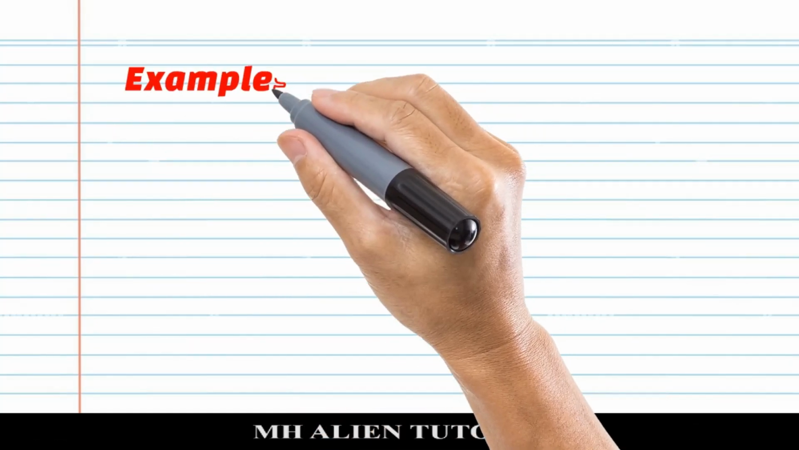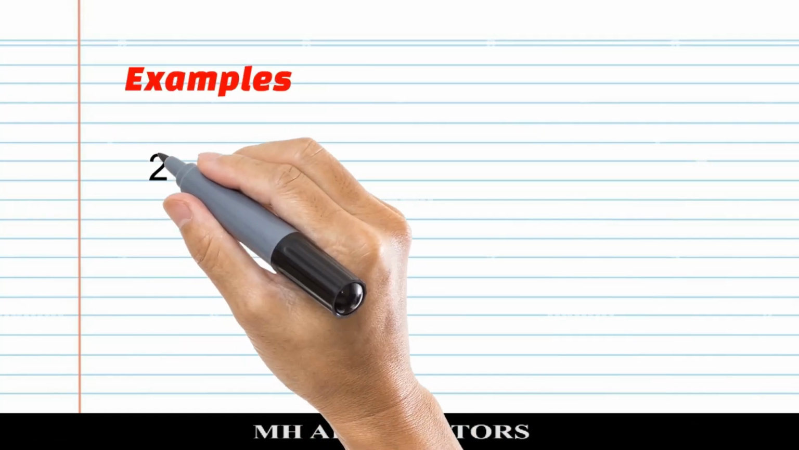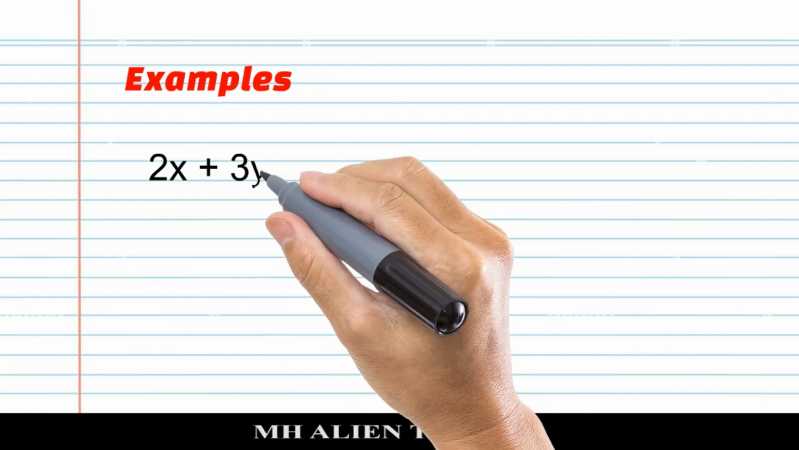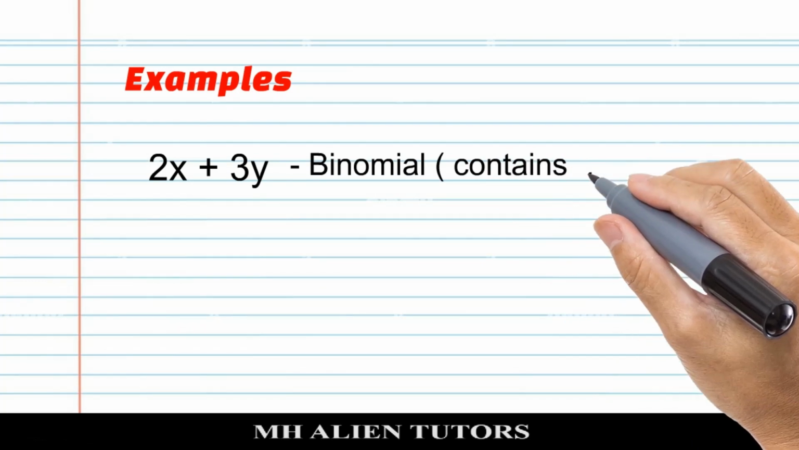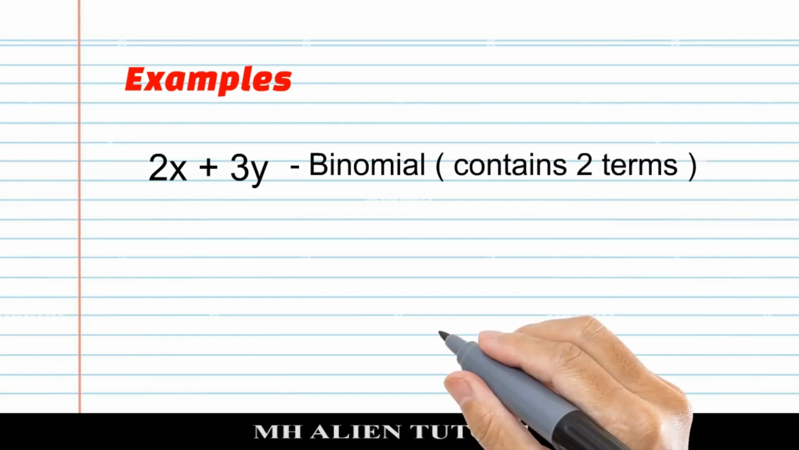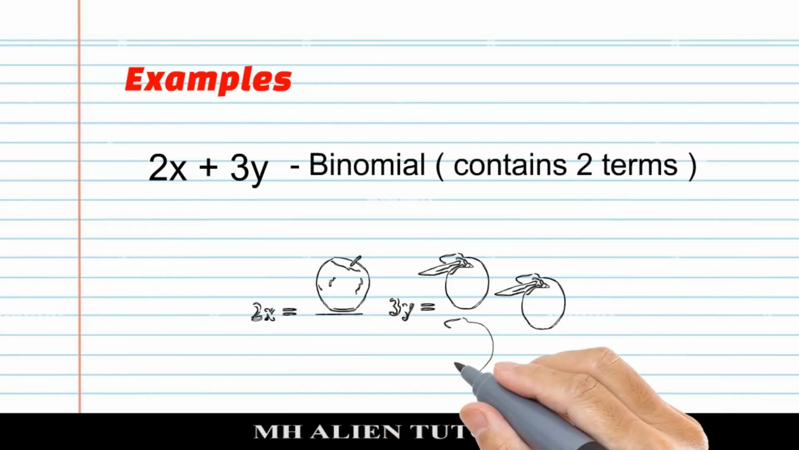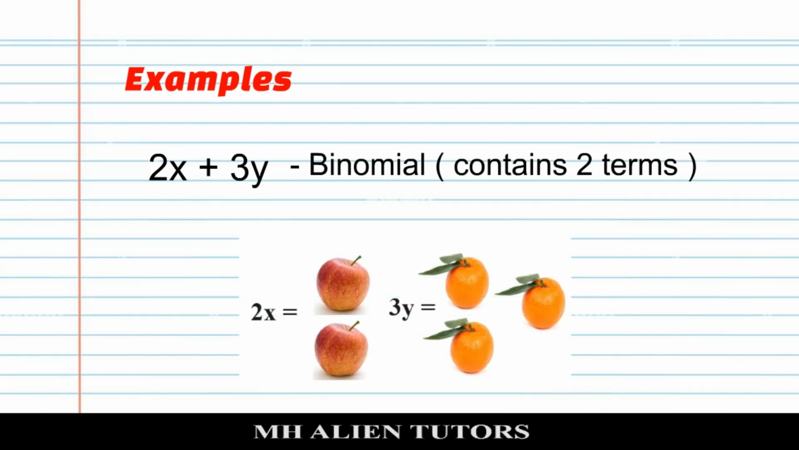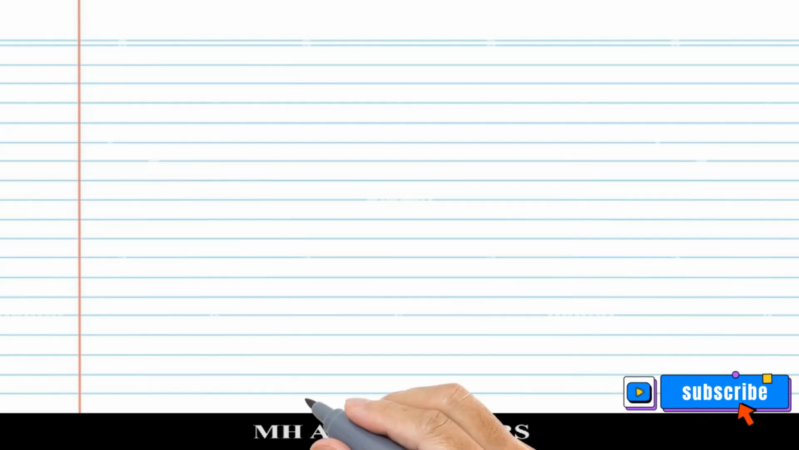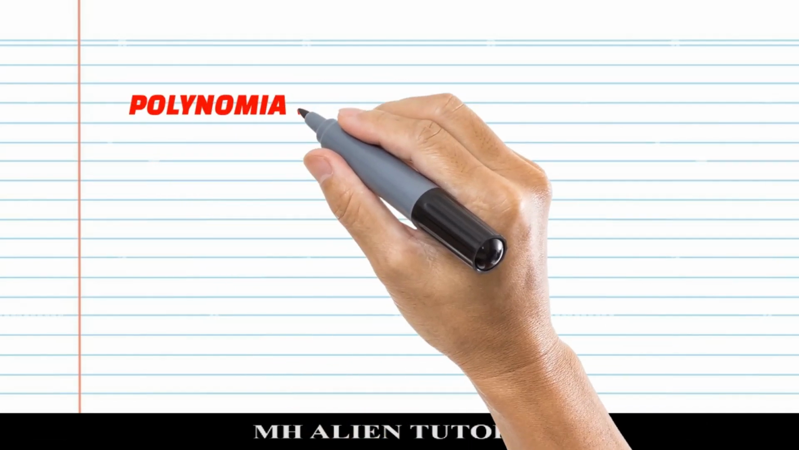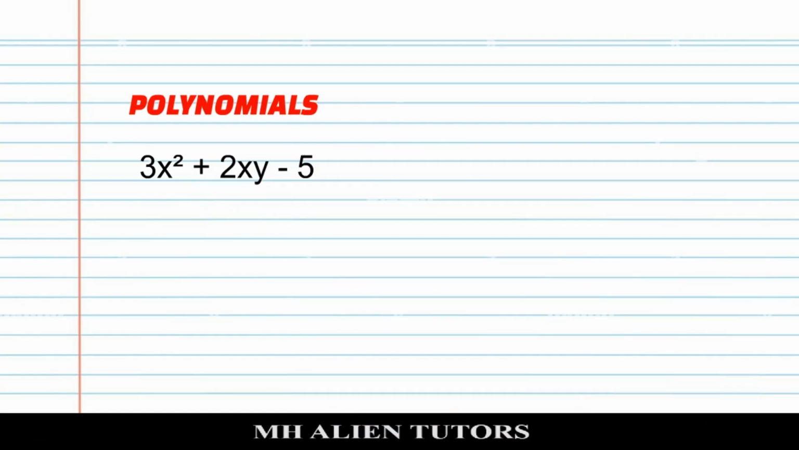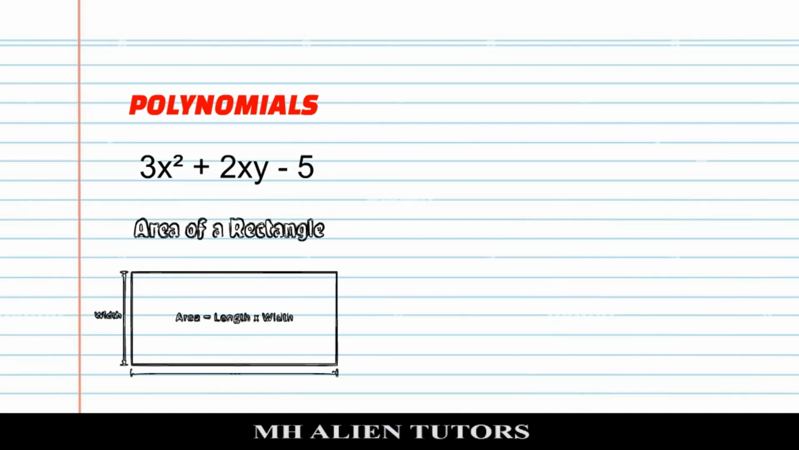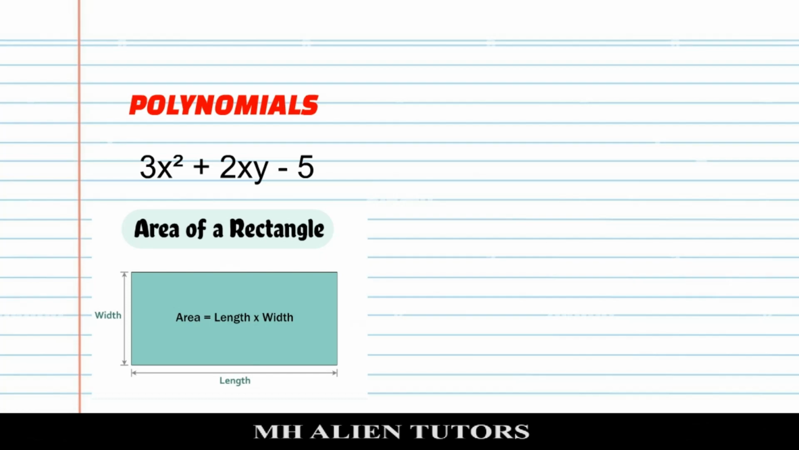Let's see these terms in action with some examples. Imagine you have 2x plus 3y. This is a binomial expression because it has two terms. It could represent something like the cost of buying 2x apples and 3y oranges. As for polynomials, think of 3x squared plus 2xy minus 5. This could be the area of a rectangle with sides 3x and x plus 2y minus 5.